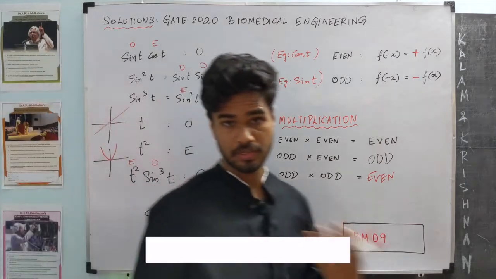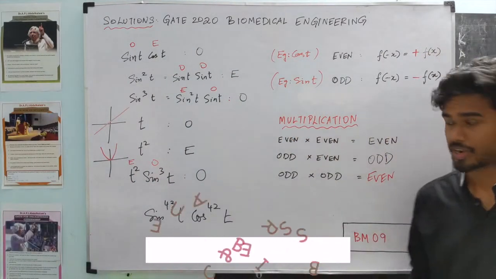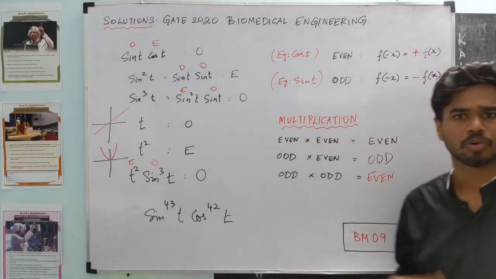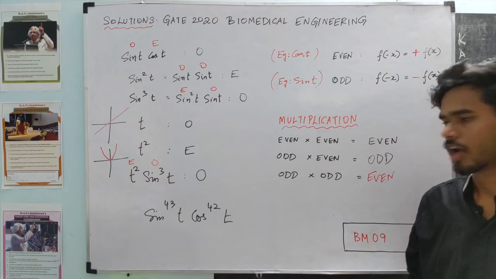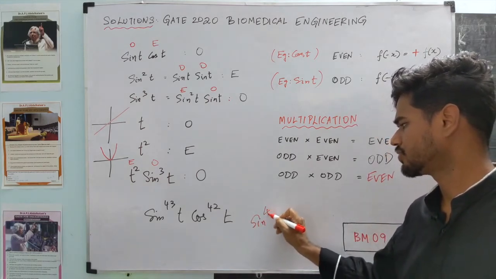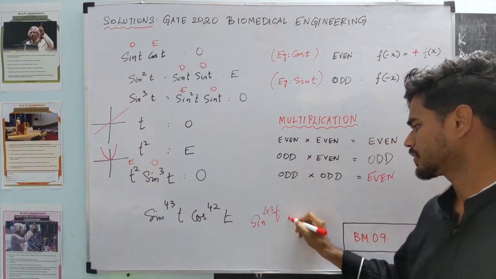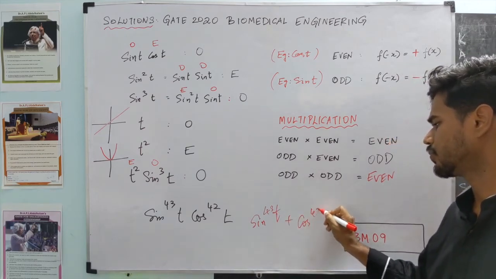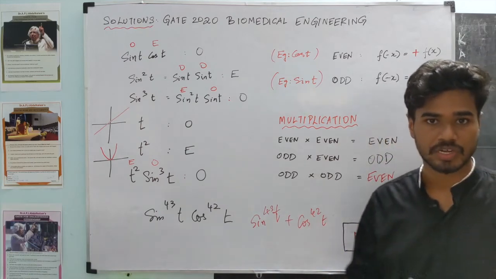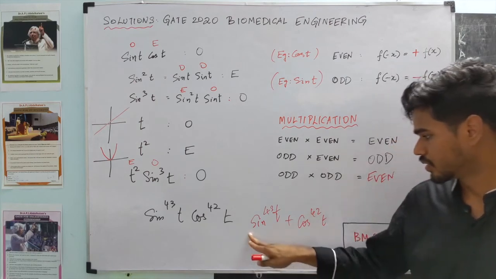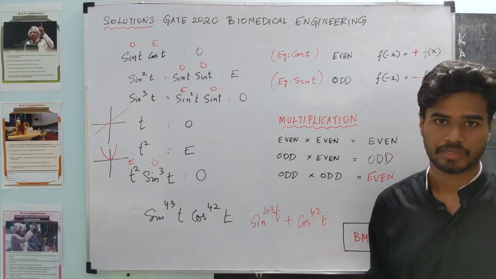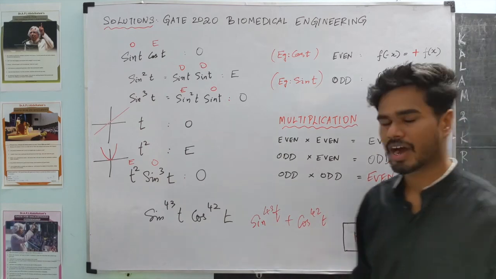At this stage, you might ask another question. You noticed the properties of these functions under multiplication. How about addition and subtraction? How about sin power 43t plus cos power 42t? Can we again use properties of even and odd functions under addition and subtraction to find whether this is even or odd? Yes, we could. I suggest you also try it out, and good luck.